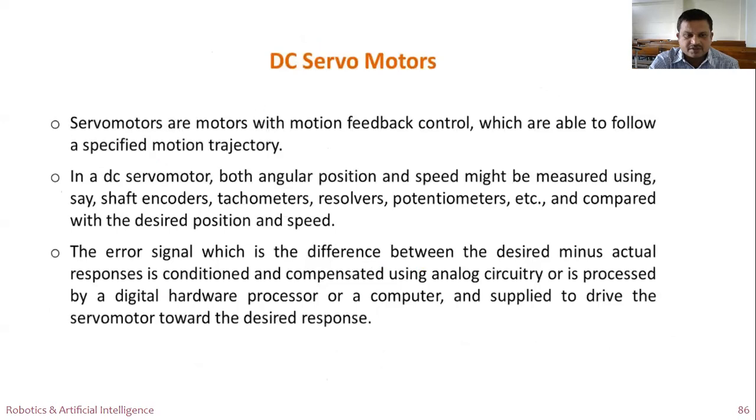Then DC servo motors. Servo motors are motors with motion feedback control, which are able to follow a specified motion trajectory. In a DC servo motor, both angular position and speed might be measured using, say, shaft encoders, tachometers, resolvers, potentiometers, etc., and compared with the desired position and speed. The error signal, which is the desired minus actual response, is conditioned and compensated using analog circuitry, or is processed by a digital hardware processor or a computer and supplied to drive the servo motor toward the desired response.